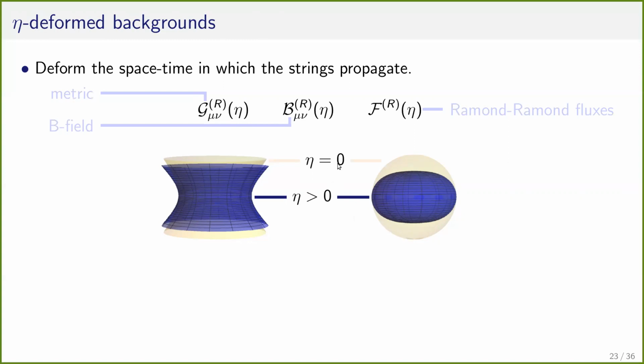So when eta equals 0, so this is the undeformed background, then you get just a sphere. And then once you turn on the deformation, so if eta becomes non-zero, you will squash the sphere. And similarly also for AdS, you will have a deformation. And in fact, also the fluxes that are supporting the bosonic geometry are modified. So here I put an upper script R to highlight the fact that the background that you obtain will really depend on the Drinfeld-Jimbo R-matrix that you use. So the different eta deformations will have different backgrounds.